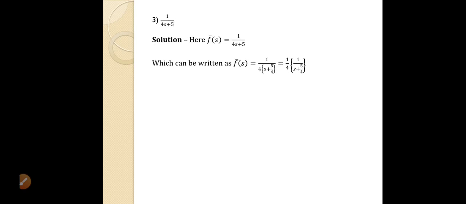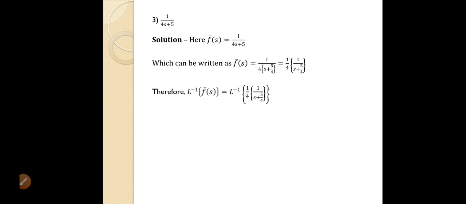Now we have made the coefficient of S as 1, and now we can compare this curly bracket term with the standard results we are having for the inverse Laplace transform. So this is similar to 1 upon S plus A. Okay, we will see it further. Now first we have to take inverse Laplace transform on both the side of this f bar of S. So it is L inverse of f bar of S is equal to L inverse of 1 by 4 1 upon S plus 5 by 4.